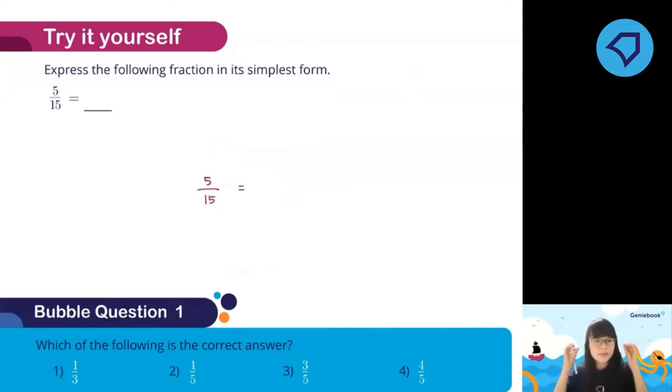So we are going to divide the numerator and the denominator by the same number until they can no longer be divided. So what will you divide by? Let's help your friends out a little bit. Divide by the number 5. Once you divide by the number 5, you realize that your numerator will already be 1. So this would be your simplest form already, okay? Now you guys need to find out what the denominator would be.